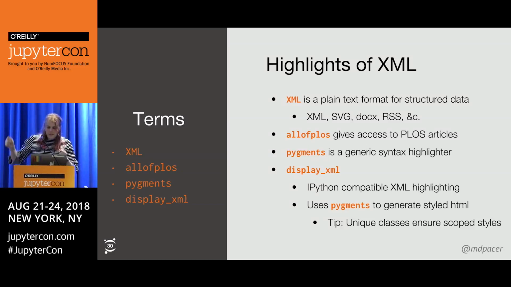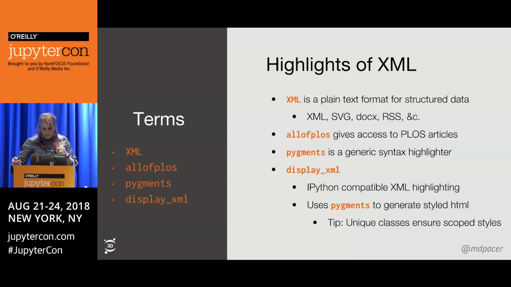So speaking of that, we're going to be using the allofPLOS library, which gives us access to all of the PLOS articles' XML. We're going to use that to get our XML samples. And we're going to use Pygments, which is a generic syntax highlighter, inside a thing called DisplayXML, which is going to give us IPython compatible HTML highlighting that allows us to change the style and everything like that.